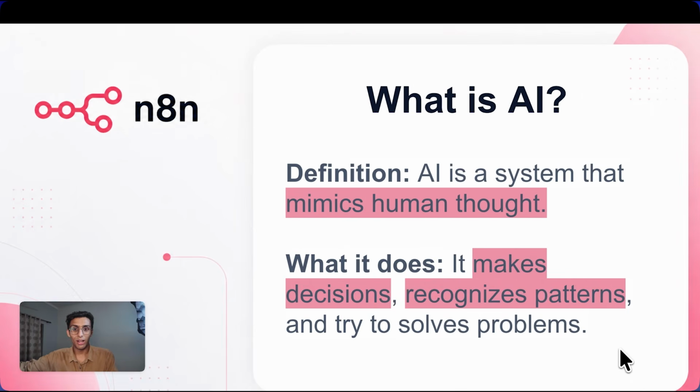I'm not getting into the basic definition of AI, just keeping it simple. AI is a system that mimic human thought. Okay, it could be anything, it could be something with a reasoning, it could be very simple things. So yeah, what it does, it makes decision, recognize pattern, and try to solve the problem.